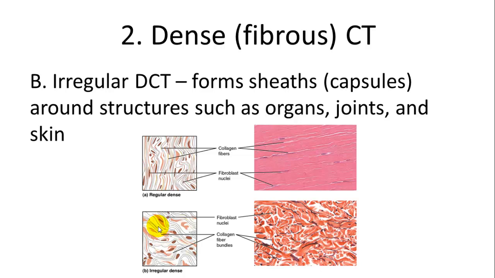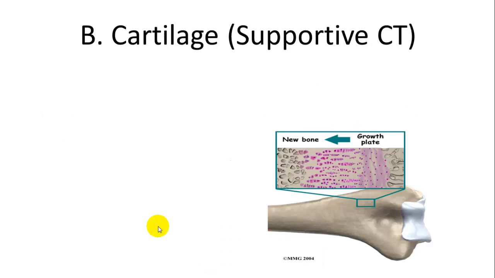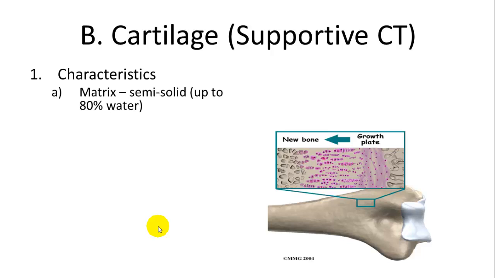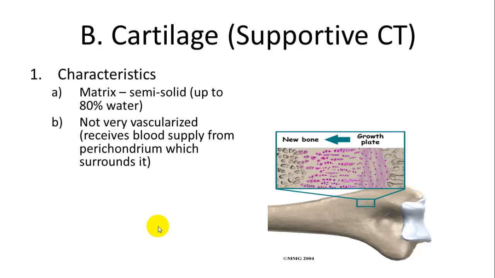Our next type of connective tissue then is cartilage, which is a supportive connective tissue. It has a lot of matrix, and most of its matrix is water, up to 80%. It is not very vascularized, doesn't have a lot of blood, and that also prevents it from healing very fast. So cartilage does not heal very fast if it is damaged. It does receive a blood supply from the perichondrium, which is a tissue that surrounds it.